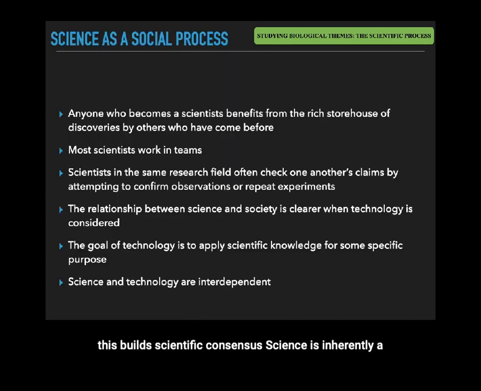Science is inherently a social process. While scientists are often depicted as people working in isolation in the lab, most scientists work in teams, which often include graduate and undergraduate student researchers. Science benefits from the work of those who have performed experiments and made observations before us. And scientists in the same research area often check each other's claims by repeating experiments.